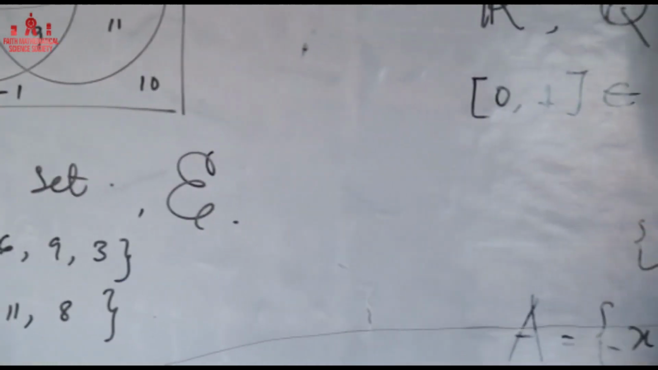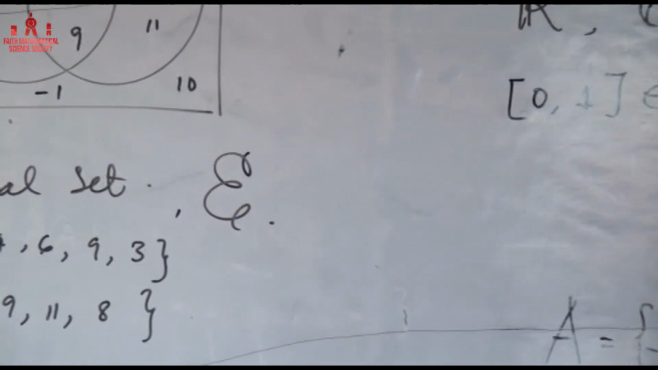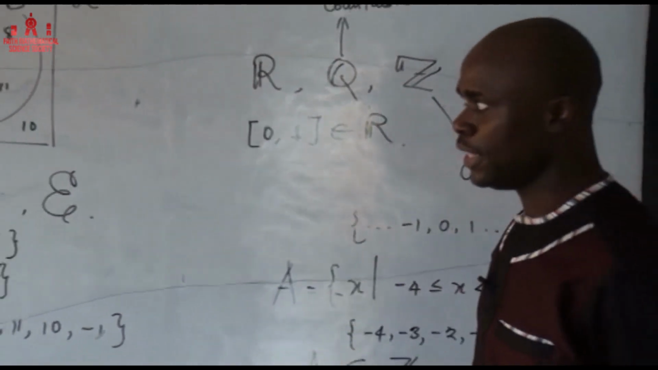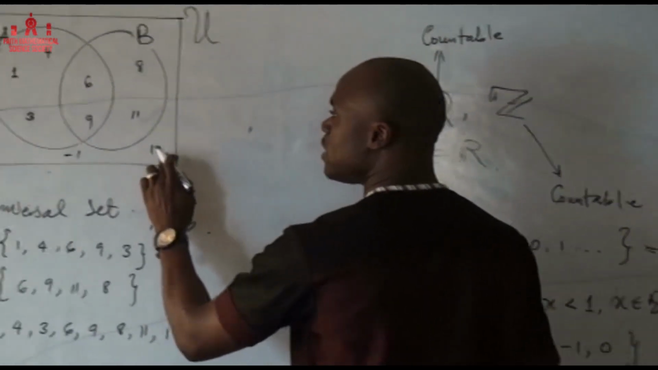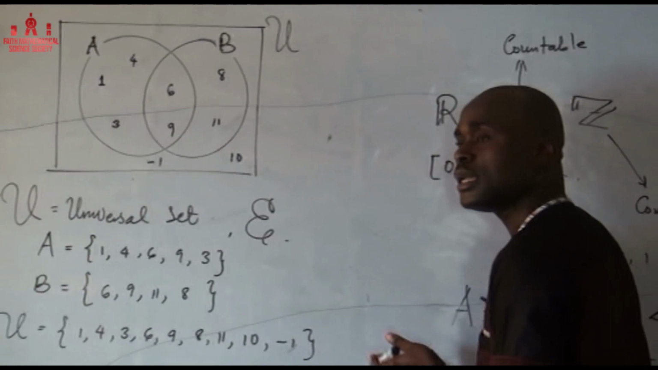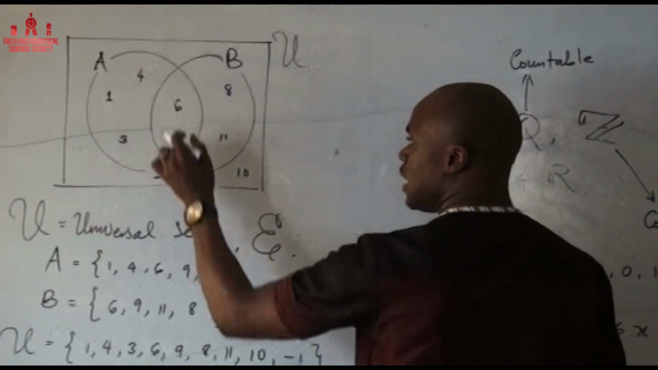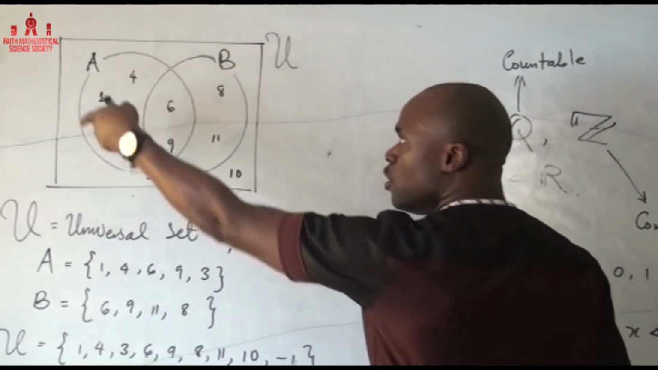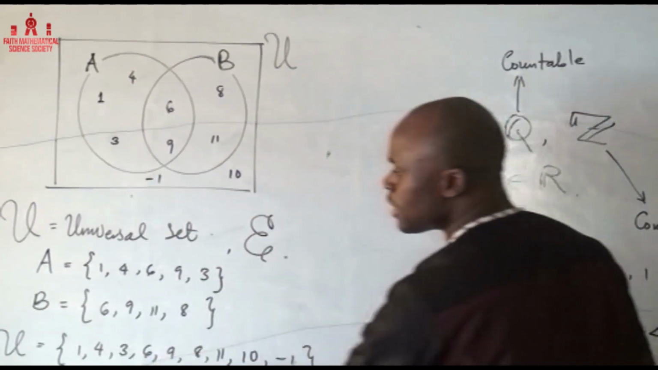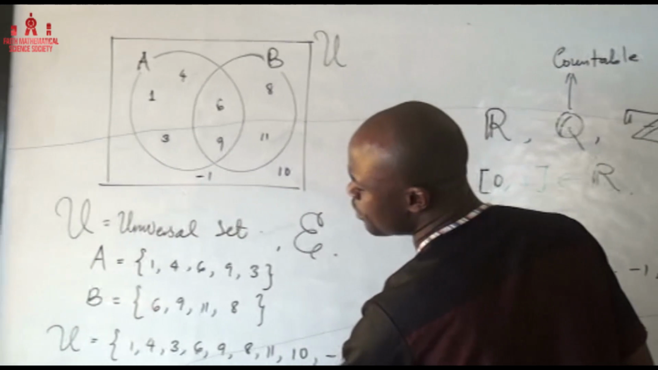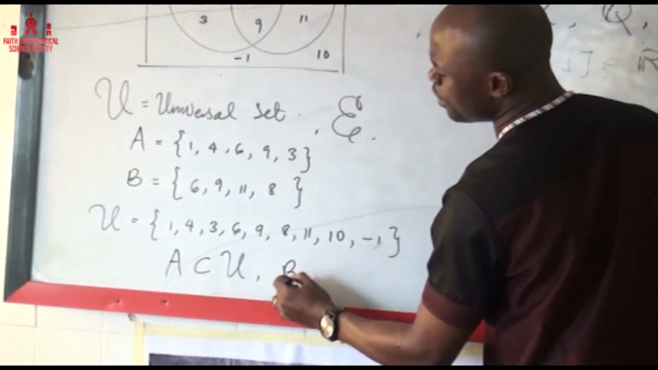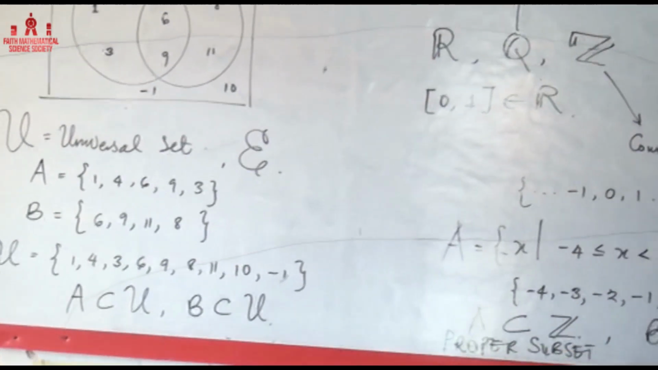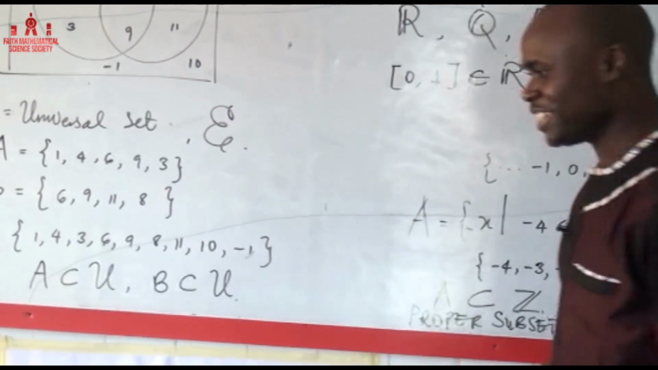Now, look at something very clearly. I'm going to be making some definitions here, and I'm going to explain what is happening. Can you see that there are some elements in this universal set that are not in these sets? And that is minus 1 and 10. You can see that minus 1 and 10 are not members of these sets. Another thing you can see is that A is a subset of U, and B is also a subset of U. You remember I talked about subsets, in this case, proper subsets.